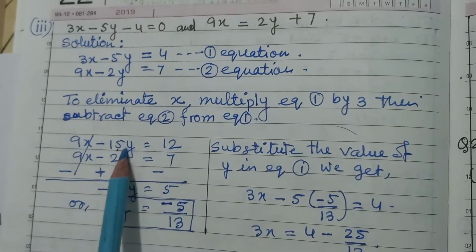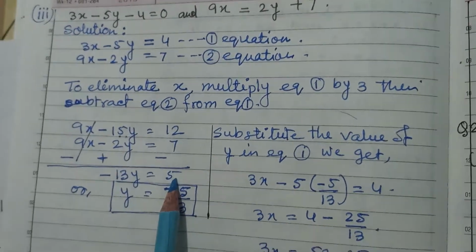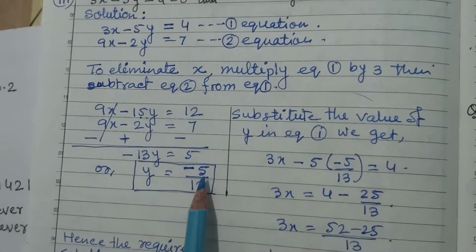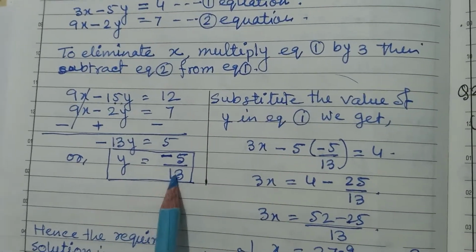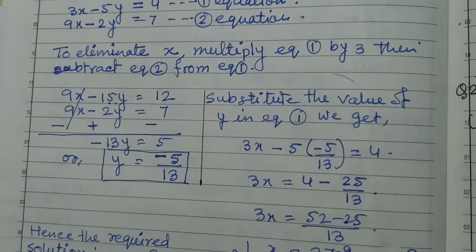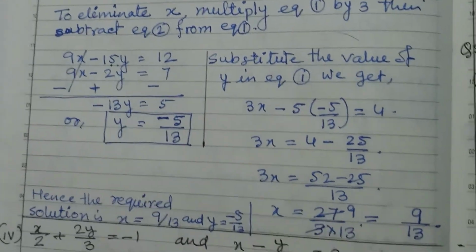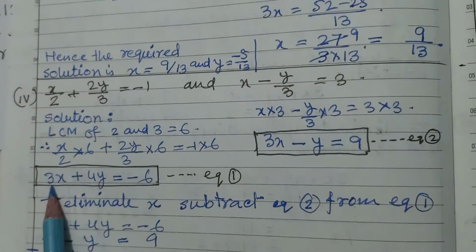Now cancel this one. It is minus 13y is equal to 5. So y is equal to minus 5 upon 13. It is the value of y. Again substitute this and the value of x you can get. Similarly, this equation you solve, simplify in this form.